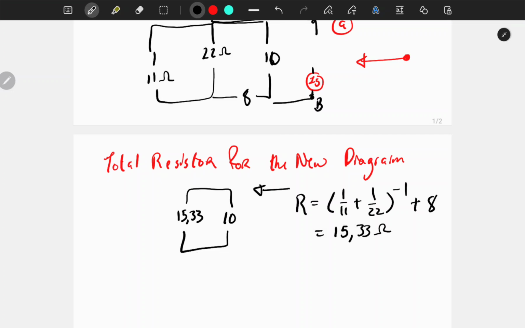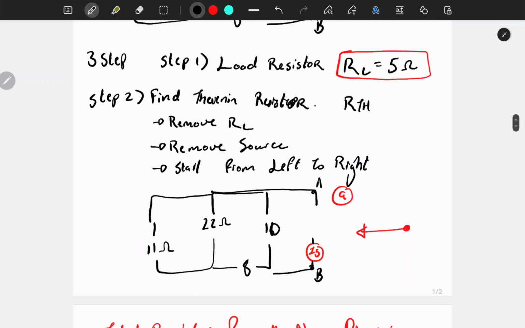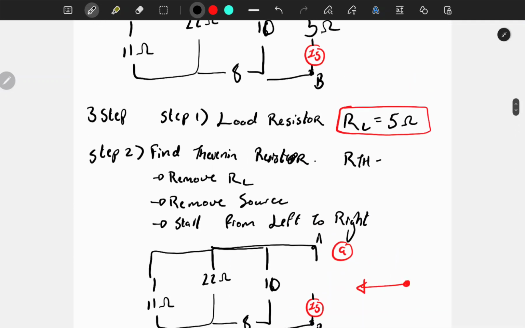So now we can get our R total, R Thevenin, which is equal to 1 over 15.33 plus 1 over 10 to the minus 1, and that gives us an answer of 6.052 ohms. So now we have found our Thevenin resistor, which is 6.052 ohms.